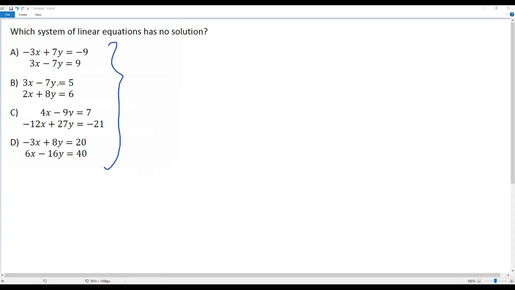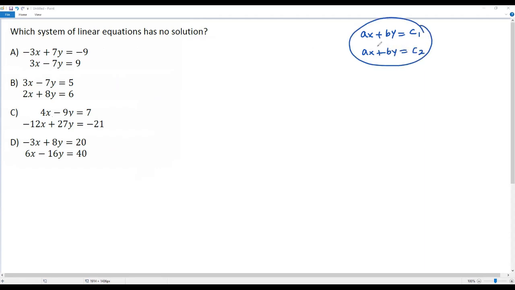And in each answer choice, we have a system of two linear equations in standard form. Standard form means we have x term and y term on one side of the equation and the constant on the other side of the equation. Okay, now let me consider a system of two linear equations in standard form, that is ax + by = c1, and the other one is ax + by = c2. Here we have a system of two linear equations in standard form.